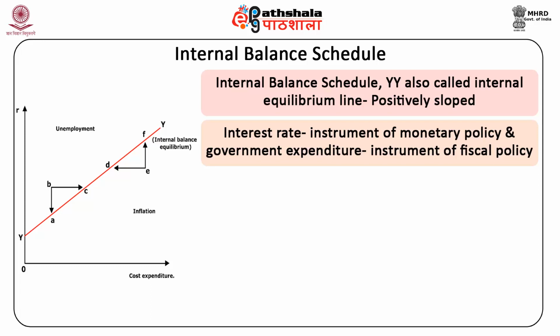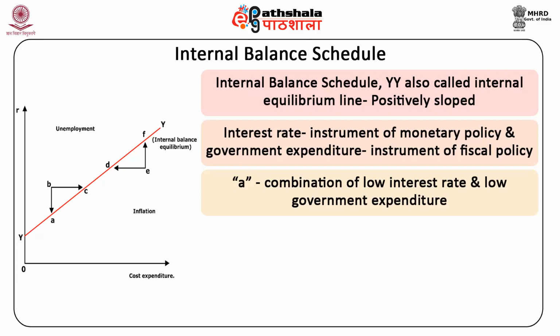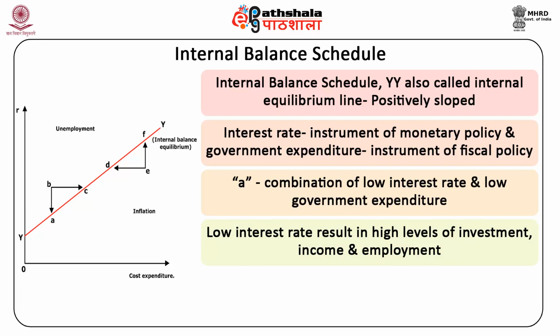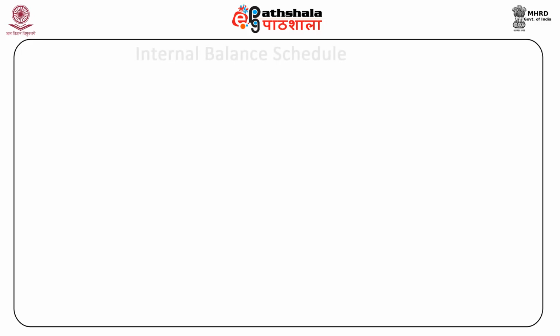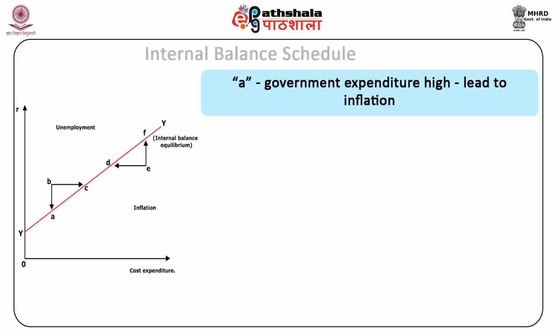As seen in the figure, point A is a combination of low interest rate and low government expenditure. Low interest rate would result in high levels of investment, income and employment, and combined with a low level of government expenditure, there would be full employment with no inflation. If at point A the government expenditure were high, it would only lead to inflation. Point A on the YY line is of full employment with zero inflation.